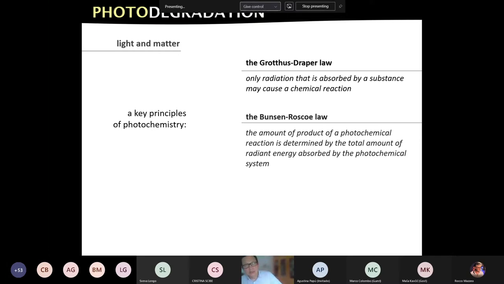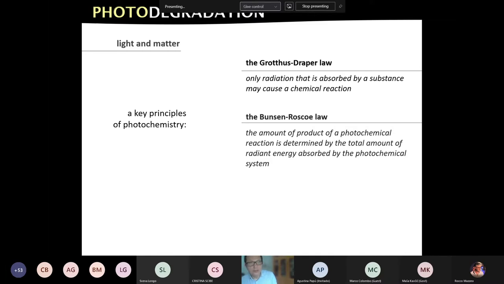And another principle of photochemistry, which is very important in this respect, discussing the photodegradation, is the so-called reciprocity principle or the Bunsen-Roscoe law, which says simply that the amount of product of photochemical reaction, so the product of photochemical reaction is faded colorant, faded dye, faded pigment, yes, so the change in our object, is determined by the total amount of radiant energy absorbed by the photochemical system, meaning the higher the dose of radiation, the higher the dose of light, the bigger the change. So that's why it's called the reciprocity principle.